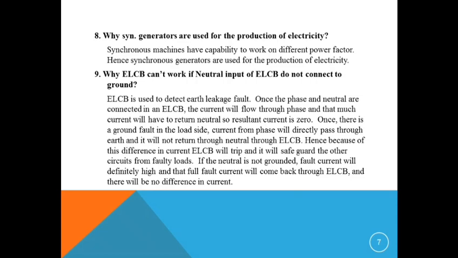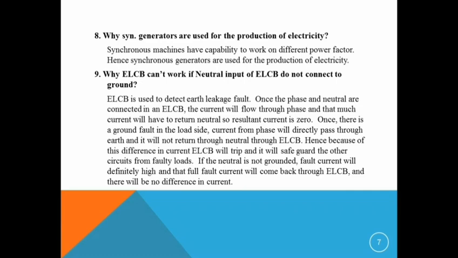Once there is a ground fault on the load side, current from phase will directly pass through earth and it will not return through neutral through the ELCB. Hence, because of this difference in current, the ELCB will trip and it will safeguard the other circuits from faulty loads.